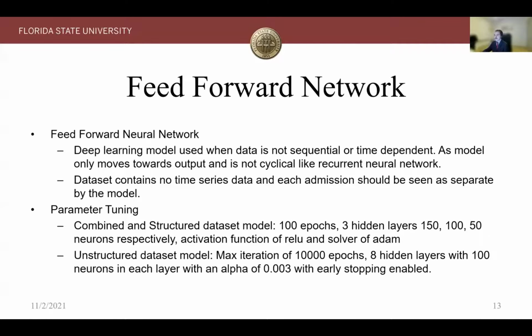The increase in iterations and hidden layers in the unstructured data set can be explained by the difference in the number of features. In the unstructured data set, there were 767 features, while in the combined data set, there were only 100 features, and in the structured data set, there were only 50. For any parameters not specified here, we use scikit-learn's default parameters for the models.